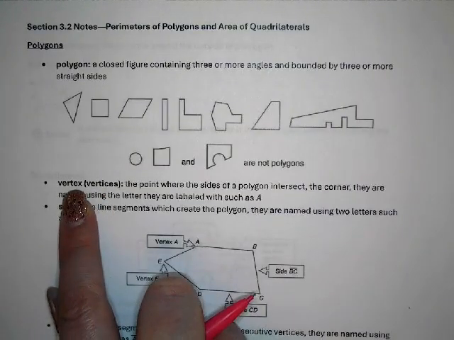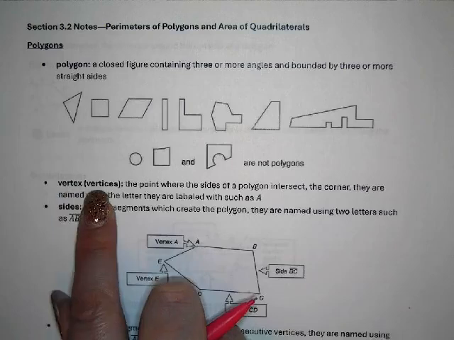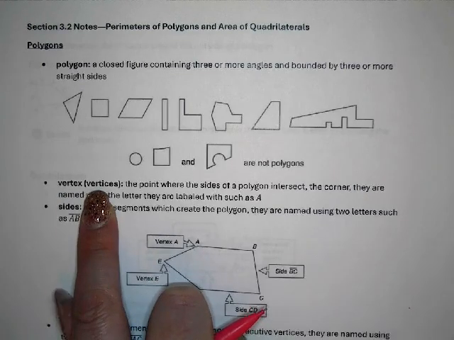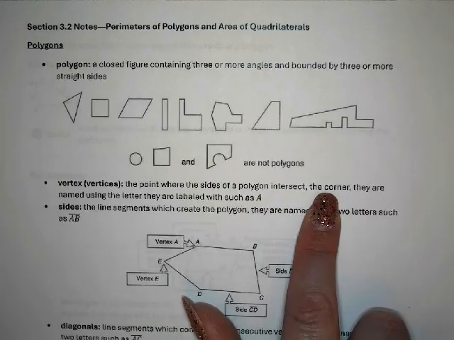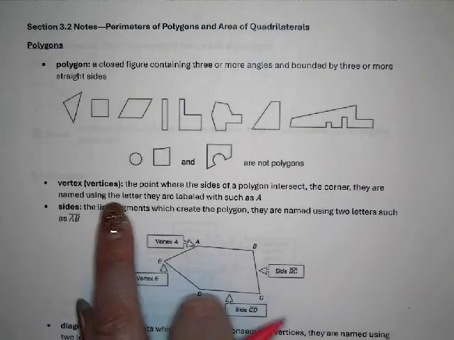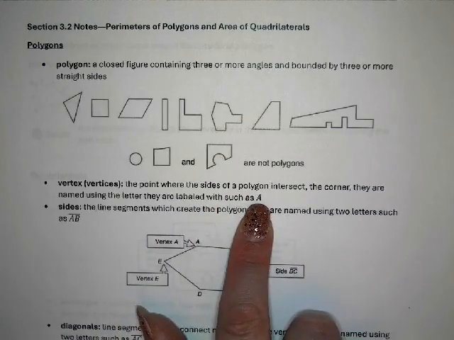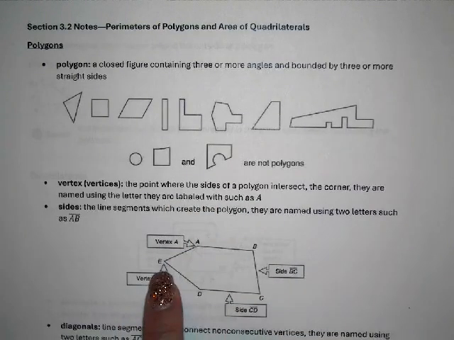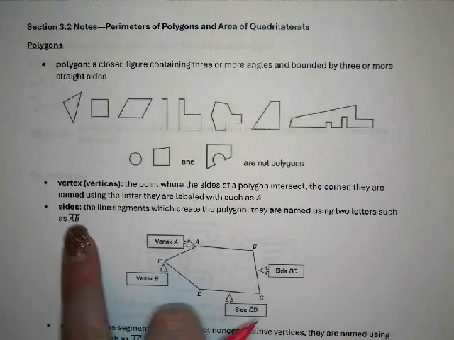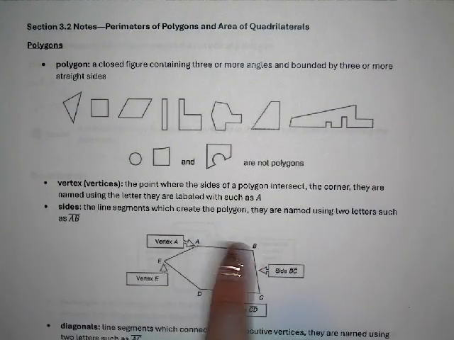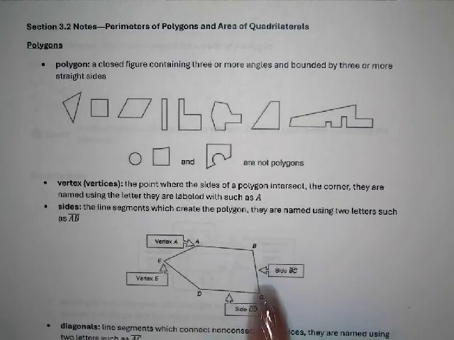In a polygon, you have a vertex if you're talking about one of them, or vertices if you're talking about more than one. This is the point where the sides of a polygon intersect. You can think of it as a corner. They are named using the letter they are labeled with, such as A. So vertex A, vertex E, vertex D, vertex C. The sides are the line segments which create the polygon. They are named using 2 letters such as AB. So this is side AB, side BC, side CD.